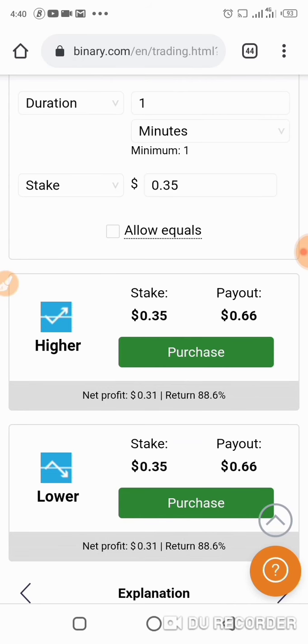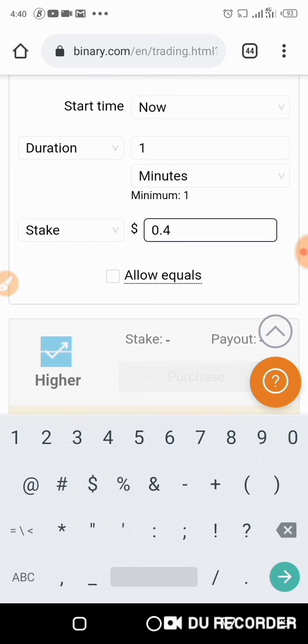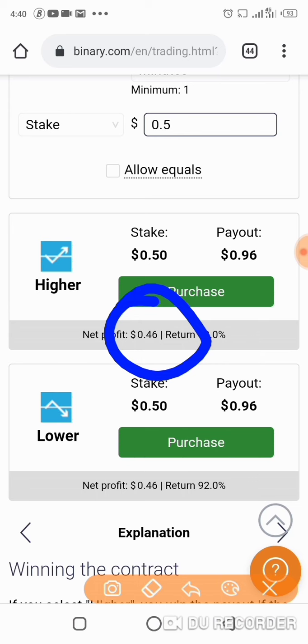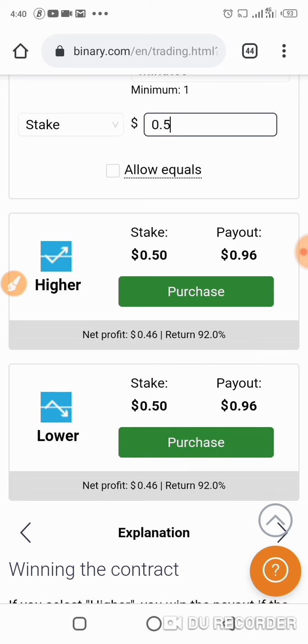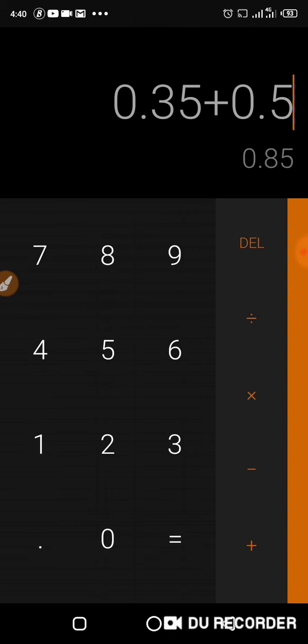So in order for us to recover 0.35, we need to increase our stake so that we have 0.35 and some profit. If I make use of 0.4, we are having 0.36, which is just 0.01 as a profit, so we can take it to 0.5. With 0.5 we are having 0.46 as a profit, and 0.46 is higher than 0.35. If we subtract 0.35 from 0.46, we are having 0.11 as a profit. So the first martingale we are using is 0.5. If you add the 0.35 and the 0.5, now we have a total stake of 0.85.